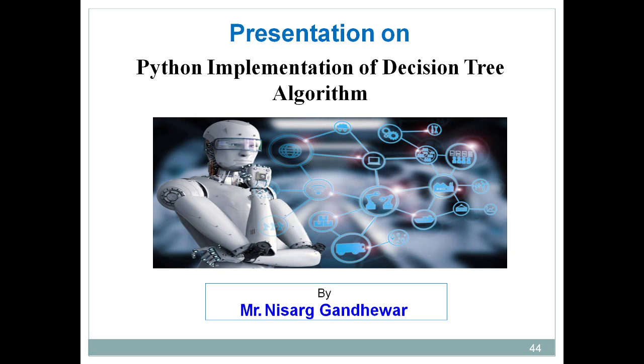Our topic for today's video is the Python implementation of the decision tree algorithm. In the last video we tried to understand what the decision tree algorithm is and how it works, along with an example. Now in this video we'll see the Python implementation of the decision tree algorithm. In this example, we try to apply the decision tree algorithm in order to solve a particular problem. So what is the problem?